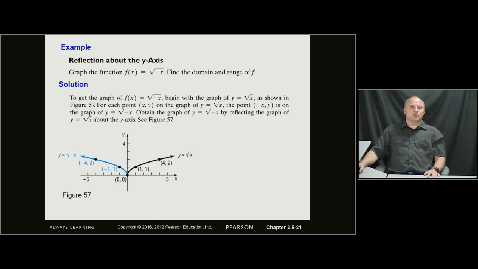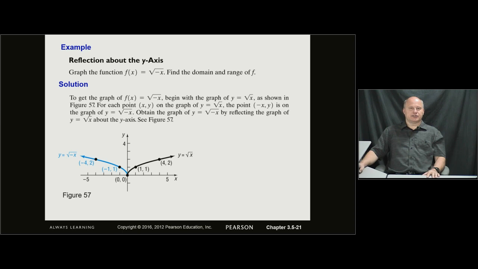For each point (x, y) on the graph y equals the square root of x, the point (negative x, y) is on the graph of y equals the square root of negative x. And we obtain that graph by reflecting the black graph, y equals the square root of x, about the y-axis.